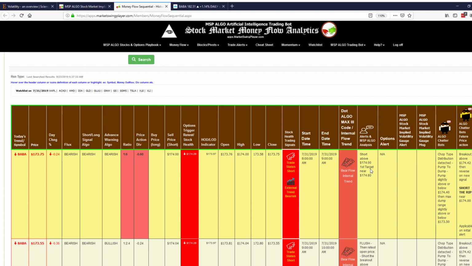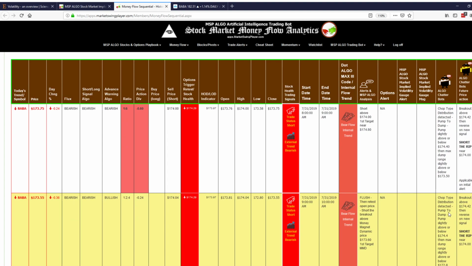And it's saying that it's detecting chop type distribution, and it thinks price is going to pop to retest resistance and then pull back to support. Okay. And then we got the other algo, chatter box, and it's saying price is going to break out, and it's saying the best trade. This means what it thinks the best trade is, because sometimes price may be in the middle of support and resistance. Sometimes price may be bouncing. It's going to say what it thinks the best trade is.